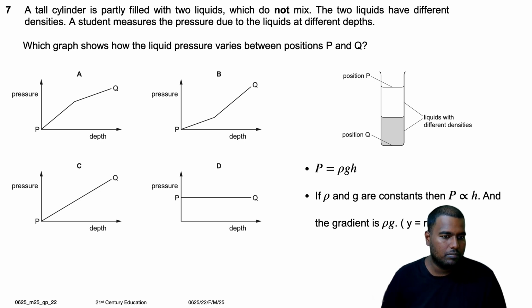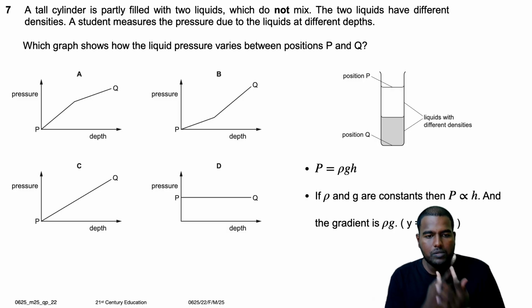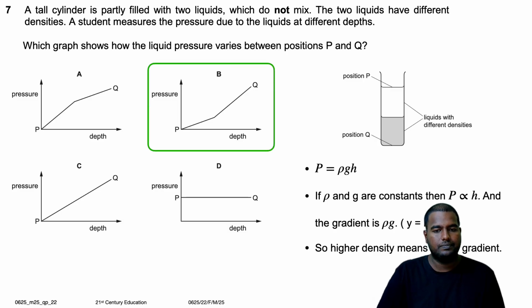And now let's take graph A. It says the gradient is higher from P to the middle of the liquid, and lower from the middle of the liquid to Q. So it's wrong. Actually, Q is in higher density, right? So option B is right. From P to the middle point, it is increasing with some gradient, and from that middle point to Q, it is increasing with more gradient. So option B is the right answer. Higher density means more gradient. Option B is the right answer.